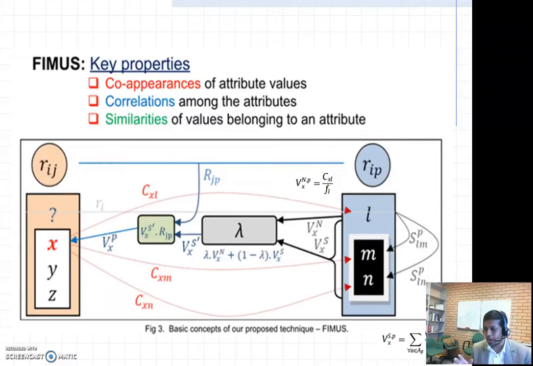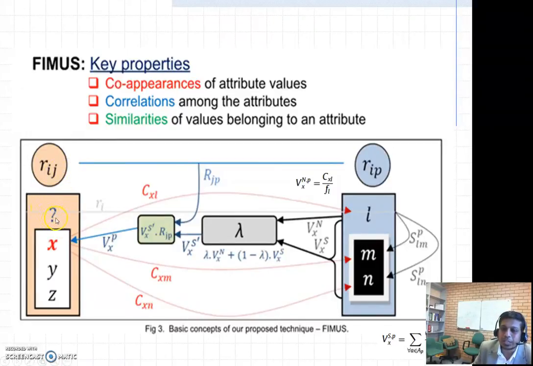After we understand the basic concepts, this is the mechanism of our proposed technique, how it works. Let me explain this figure a little bit more clearly. So Rij means R is the record, i is the ith record, and j is the jth attribute. So it is the jth attribute of the ith record.